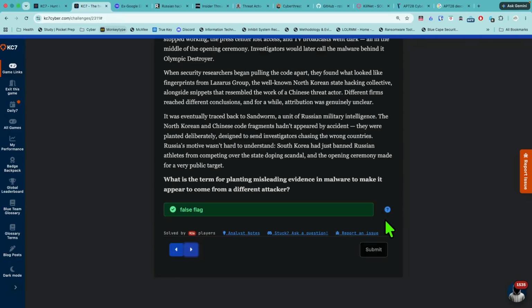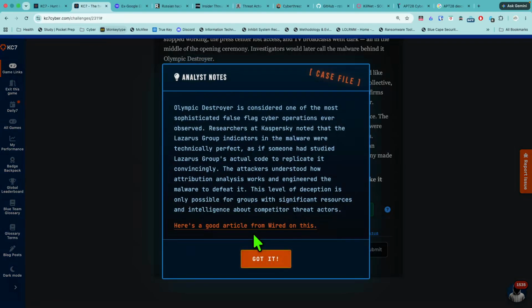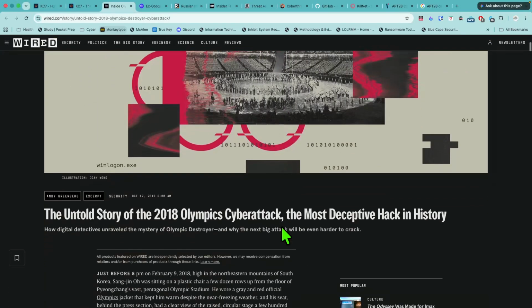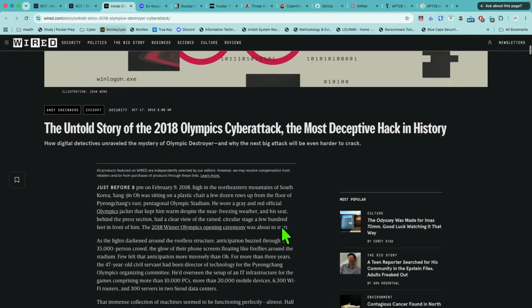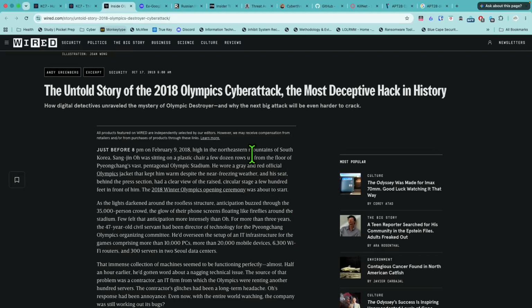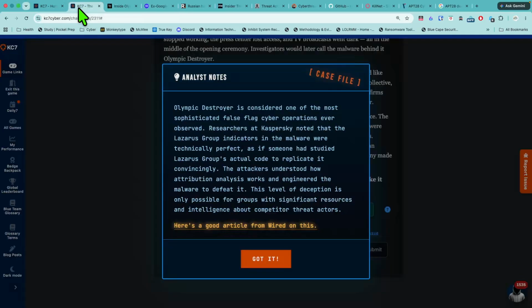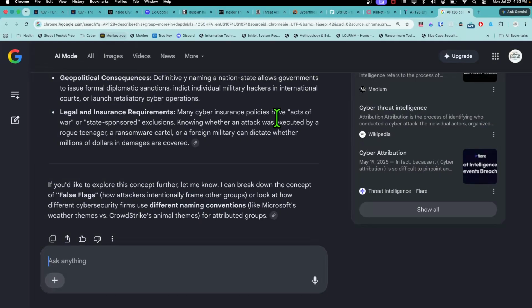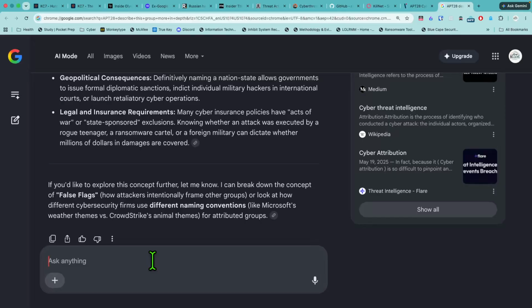Maybe a hint. Do some Googling here. I love it. Analyst notes. One of the most sophisticated false flag operations ever. And so I believe this is going to be our answer. And here's a good article on this. Awesome. And I believe our answer is going to be, I saw, false flag. So that's going to be our answer. Nice. But let's do some answering. Oh yes.